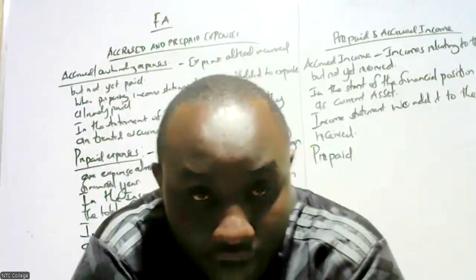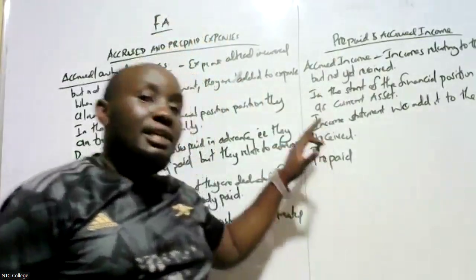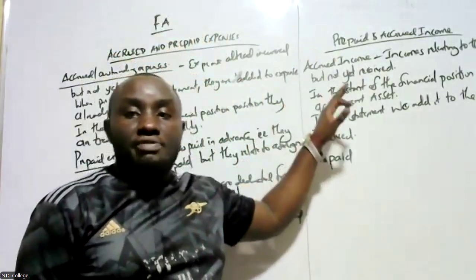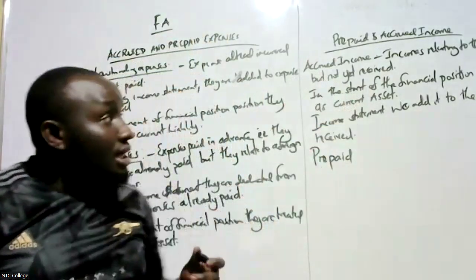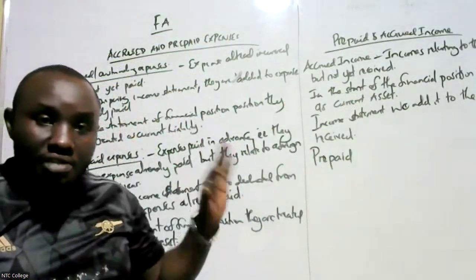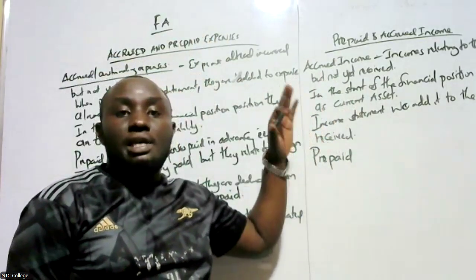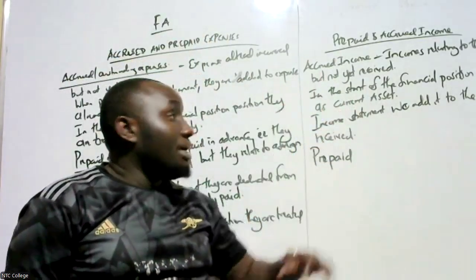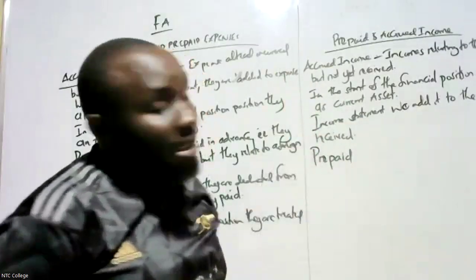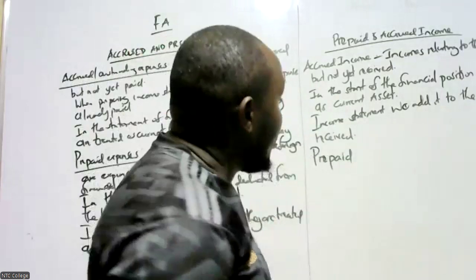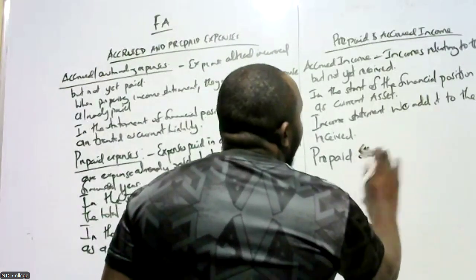We are talking about incomes. And basically, I was saying that accrued incomes are incomes that are already earned, but money has not yet been received. If you have an income that is already earned, but not yet received, in the income statement we add it to the incomes that are already received. But in the statement of financial position or the balance sheet, we treat it as a current asset. So then you proceed to prepaid incomes.